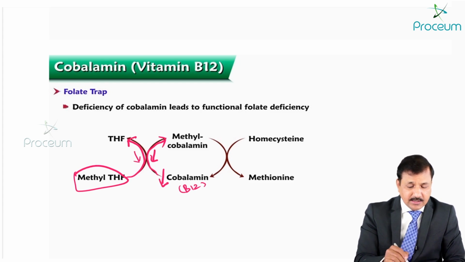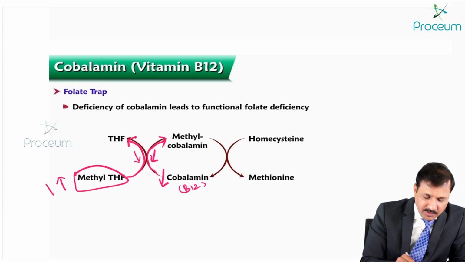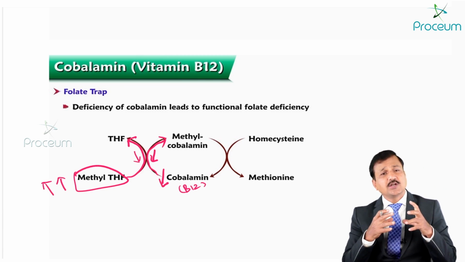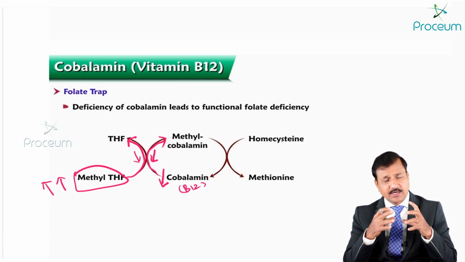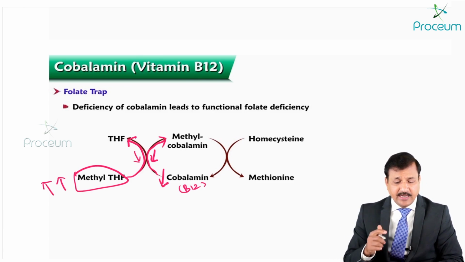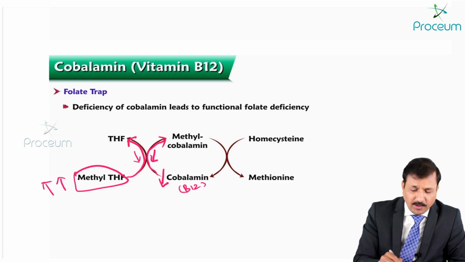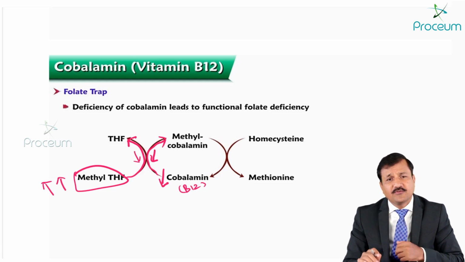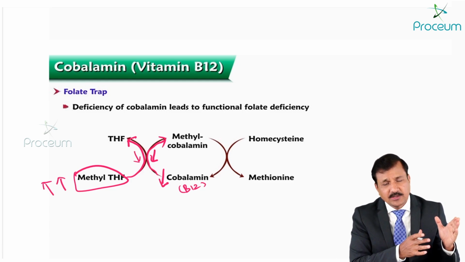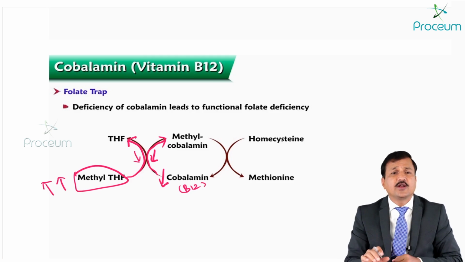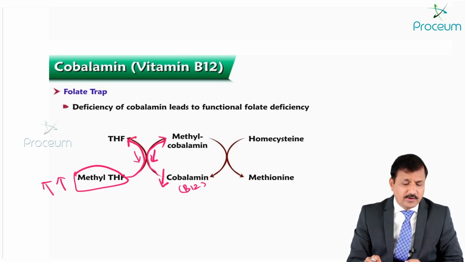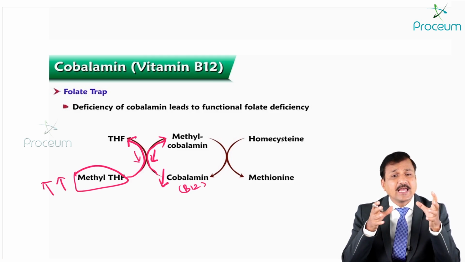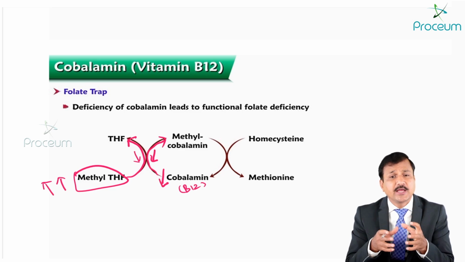So what will happen? There will be accumulation of this N5-methyl tetrahydrofolate inside the cell, because the conversion of N5-methyl tetrahydrofolate into tetrahydrofolate needs conversion of cobalamin into methylcobalamin, and now when cobalamin itself is deficient, this conversion does not go on. So the cell will simply accumulate tetrahydrofolate as N5-methyl tetrahydrofolate. It simply accumulates.